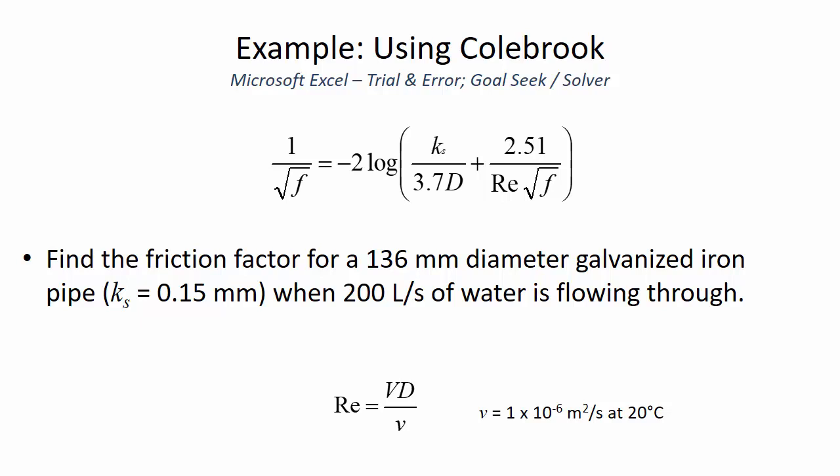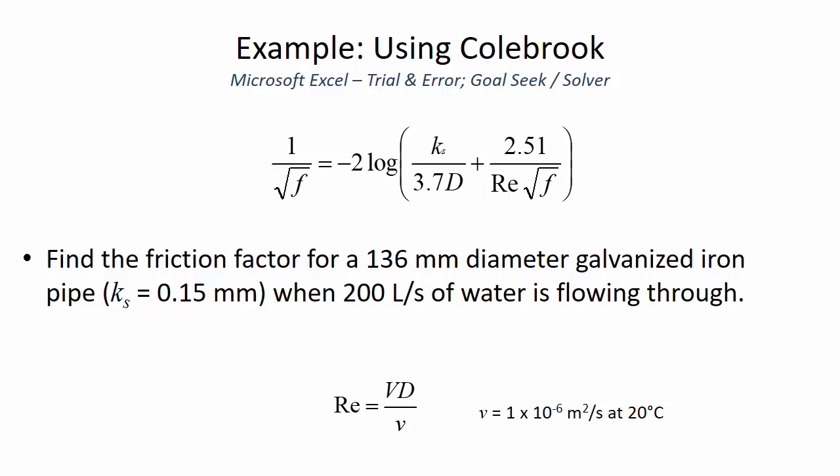First things first, we want to have the cross-sectional area from the diameter. So pi d squared divided by 4 tells us that for this pipe, the cross-sectional area is 0.01453 square meters. And then the velocity of the water through the pipe is Q divided by the cross-sectional area. Remember, we want to know the velocity because we need the Reynolds number. Reynolds number is one of the terms that goes into the Colebrook equation.